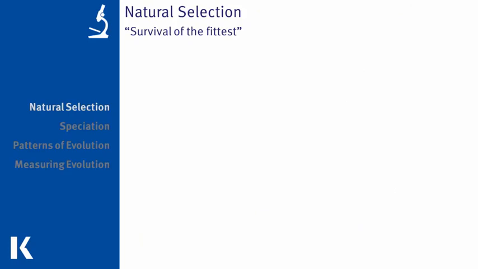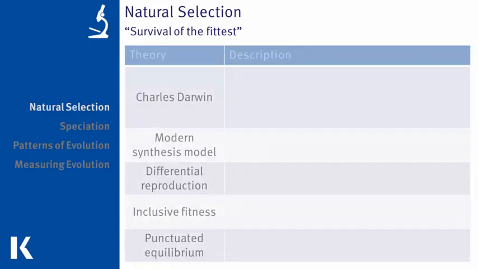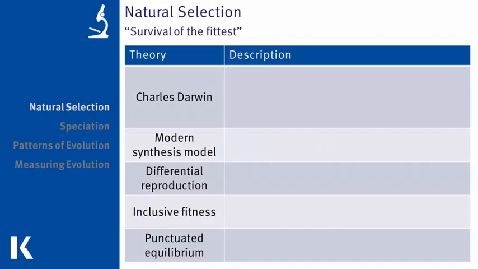Natural selection is also known as survival of the fittest, and describes how organisms with favorable traits will have greater reproductive success and transfer these traits to their offspring. To date, there are many different theories within natural selection, so we'll go through a few, starting with the first proposed theory made by Charles Darwin in 1859.